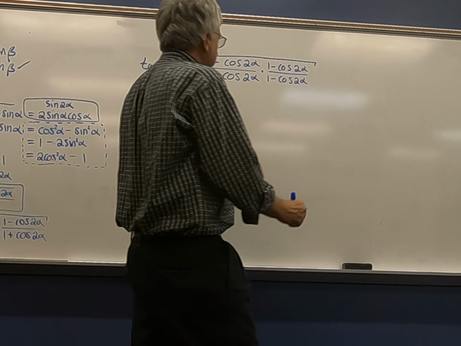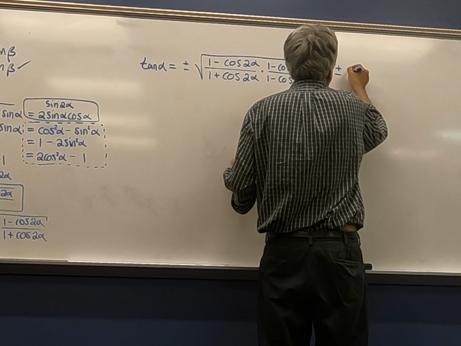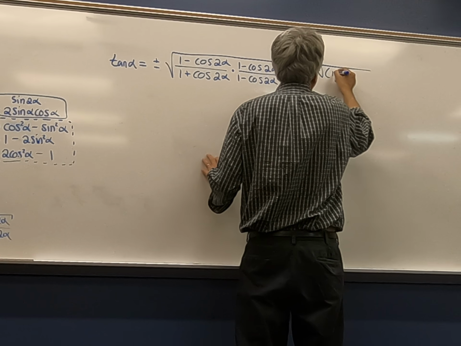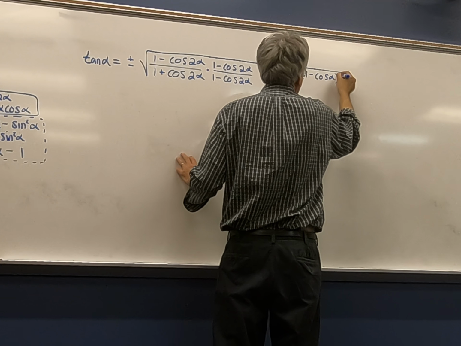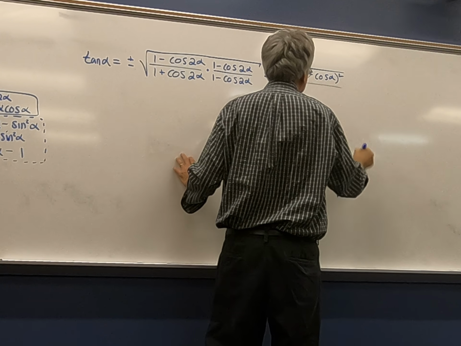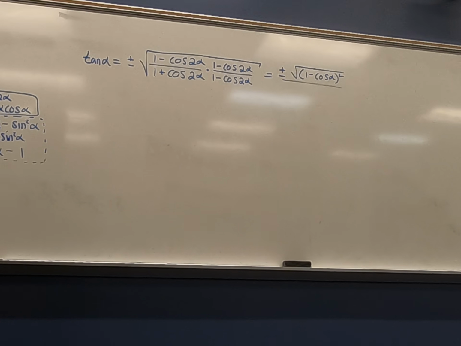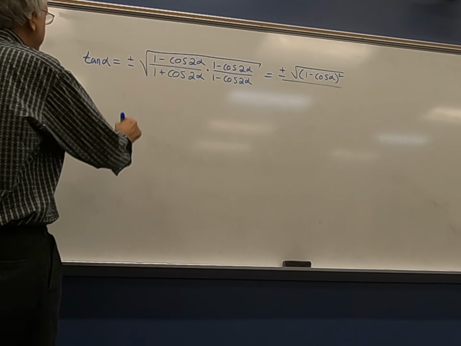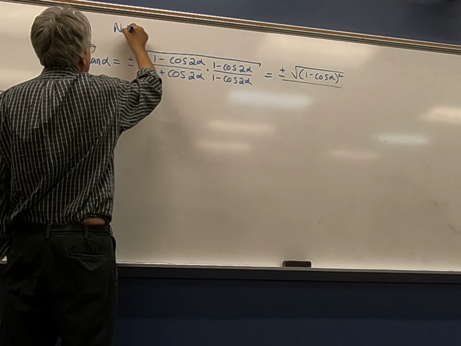But on the top, I'm going to get the square root of 1 minus cosine 2 alpha squared. Well, that's the square root of a square. That's like an absolute value, right? But is that clear? So let's have a little note here.